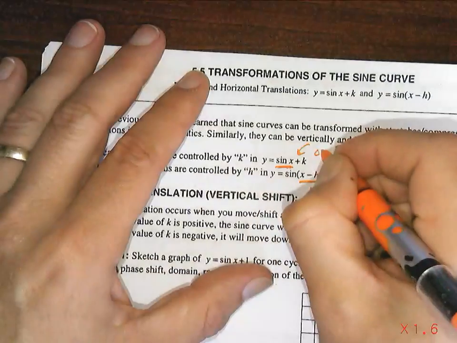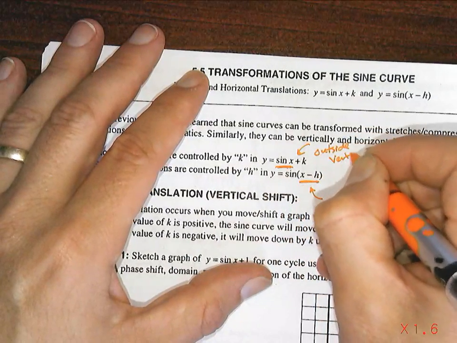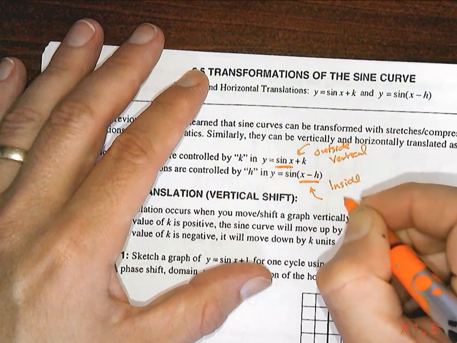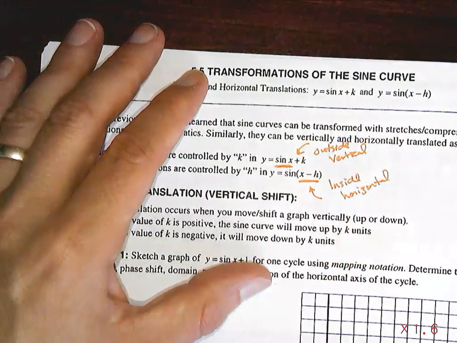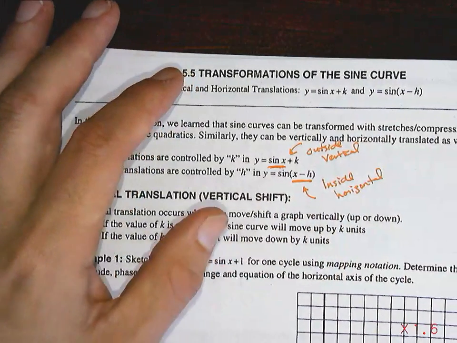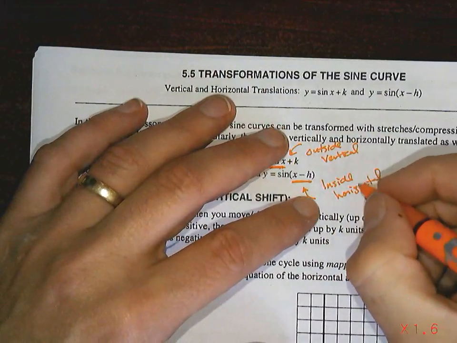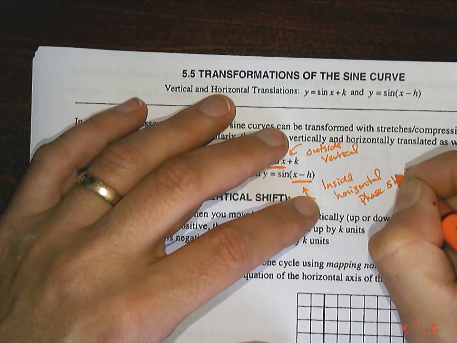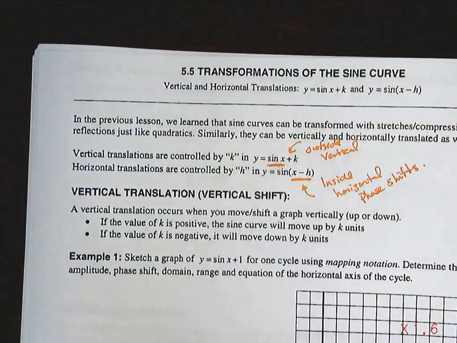So this is outside, is what I like to say, vertical. Inside, horizontal. And because we're dealing with trig functions, if you really want to impress people, horizontal shifts are also called phase shifts. Okay? So they are also called phase shifts.